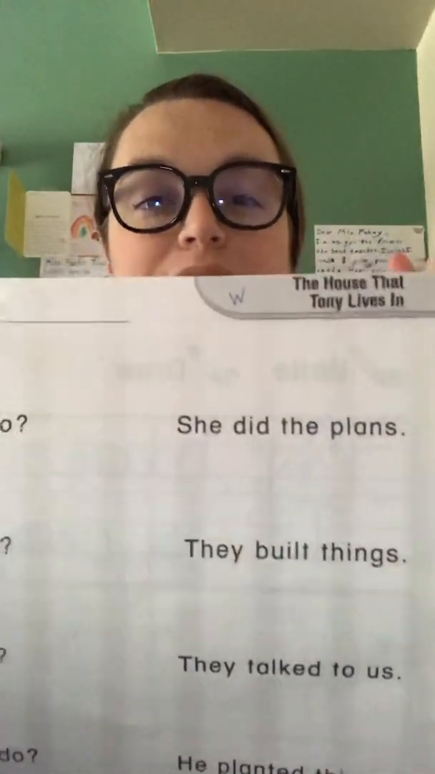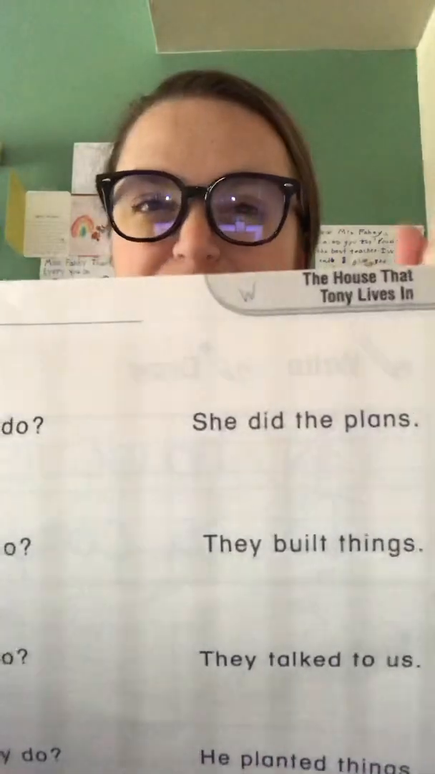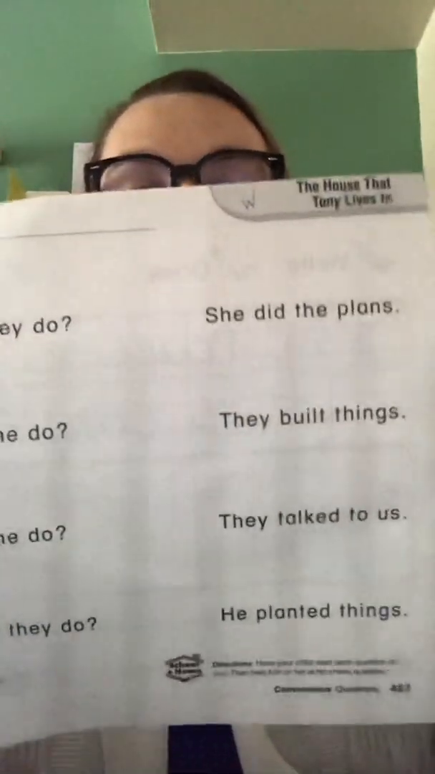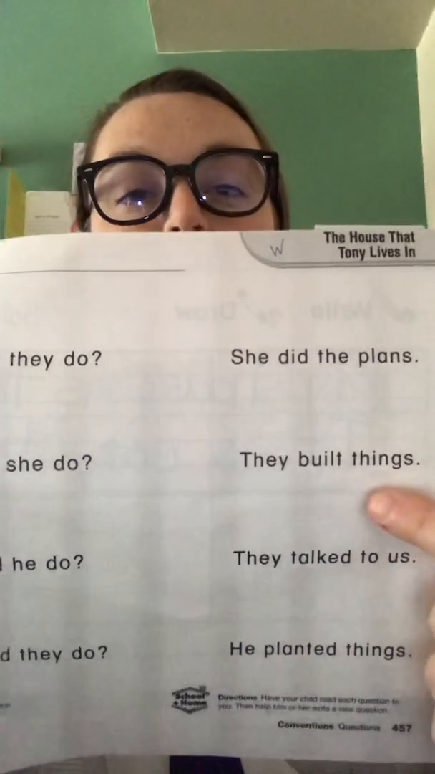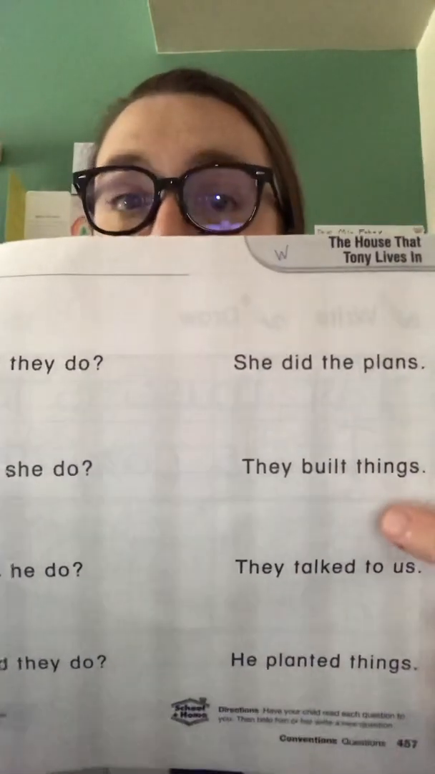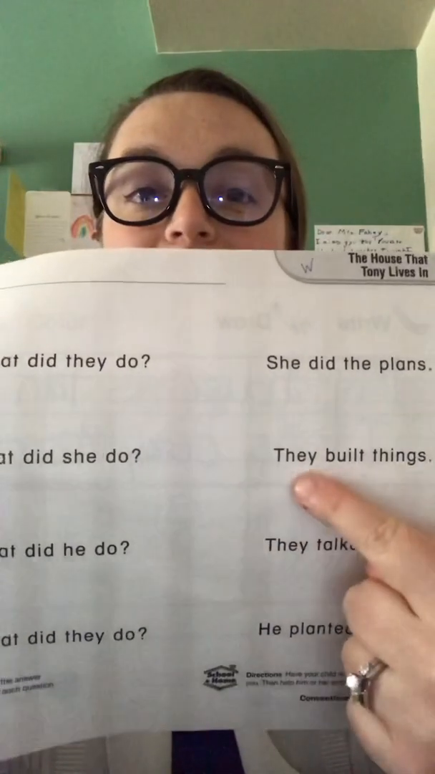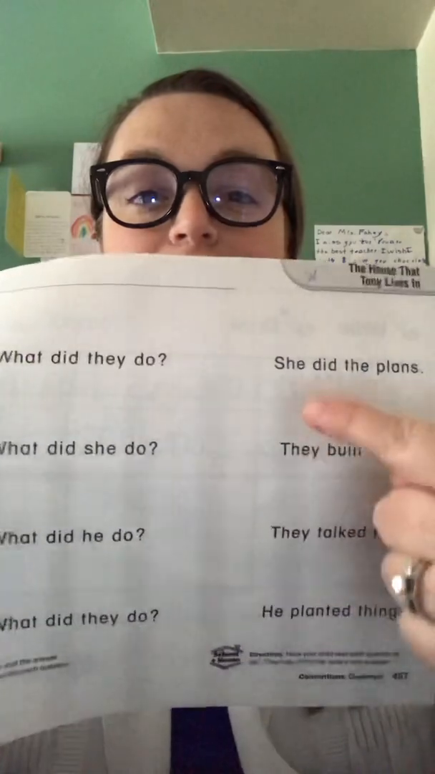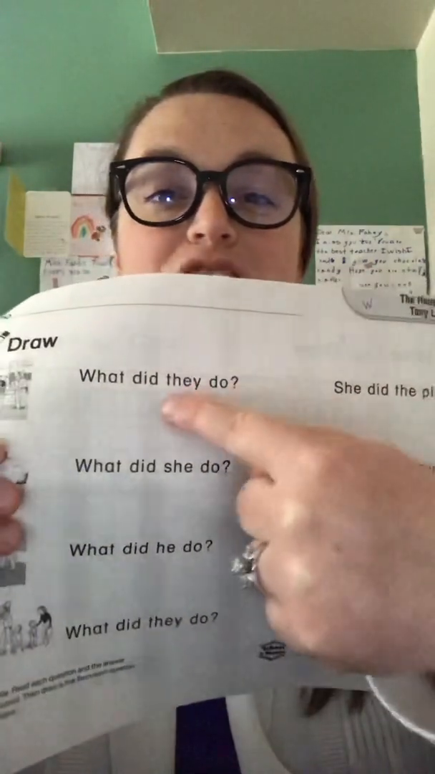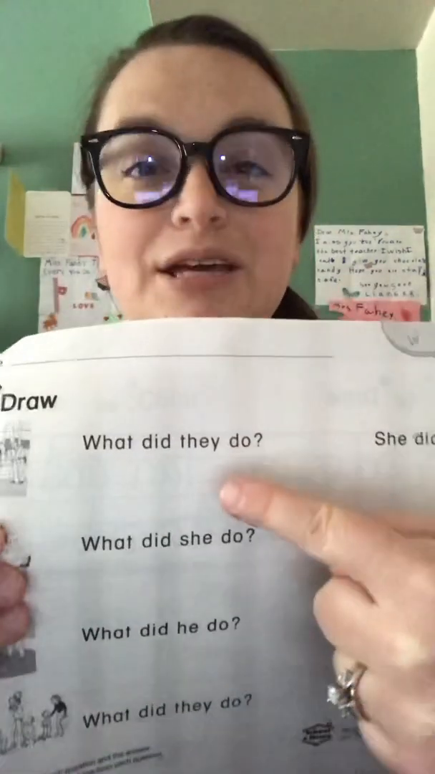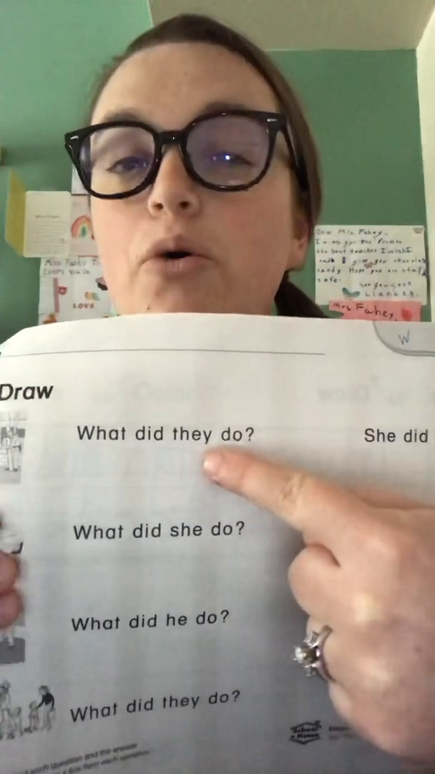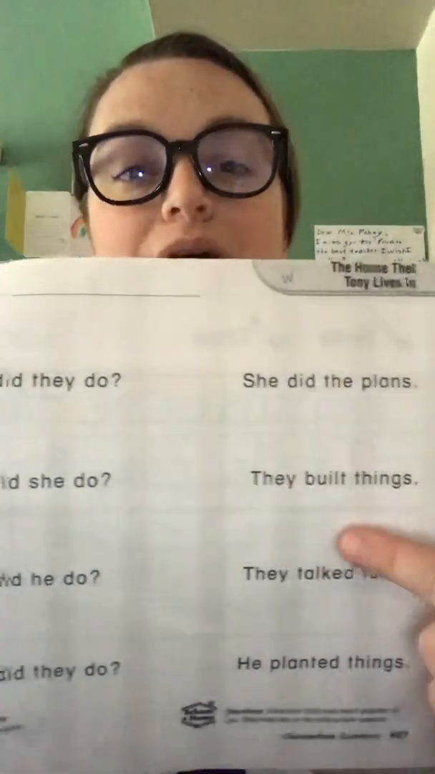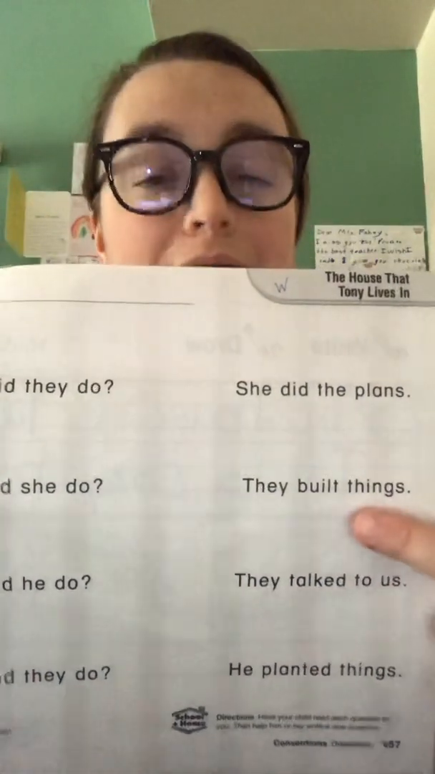Does this one make sense? She did the plans. No, this doesn't look like somebody making plans. How about this one? They built things. That makes sense. And we see the word they. We want our words to match up in our sentence. She doesn't match to this sentence. It's not asking us what did she do. It's asking us what did they do. So that's another big clue to our answer. They built things. Okay, that one's good.